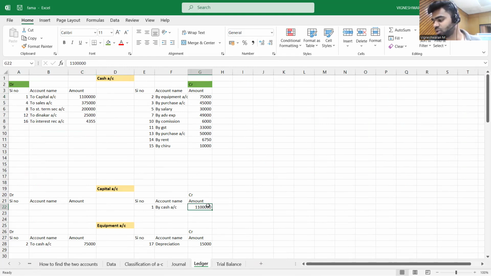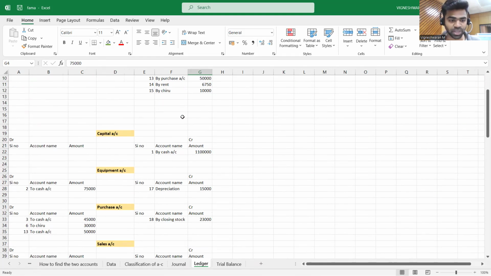Second one, equipment, debtor, cash. So in equipment debit side I put 75,000. 75,000 in cash, in credit side I put 75,000. Third one, purchase account, debtor, cash account 45,000. So purchase 45 will be in debit side.